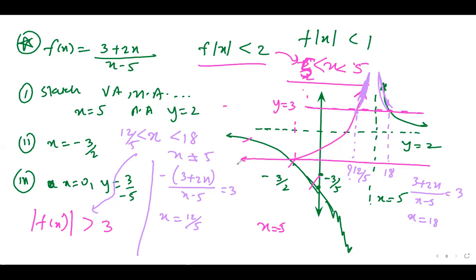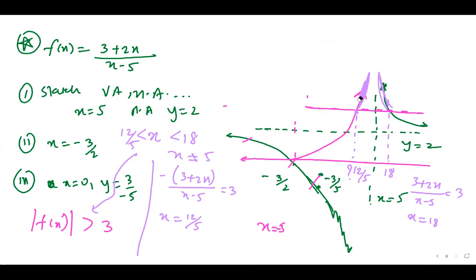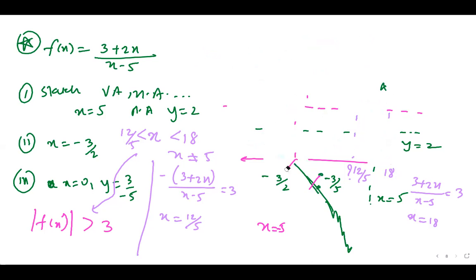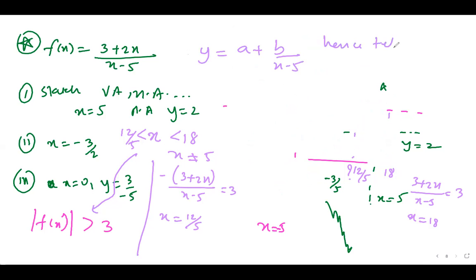Now, what is more interesting is that they can ask you to write this function in the format y equals a plus b over (x minus 5), and hence tell what transformation maps 1 upon x onto (3 plus 2x) upon (x minus 5). So you have got multiple techniques for this.